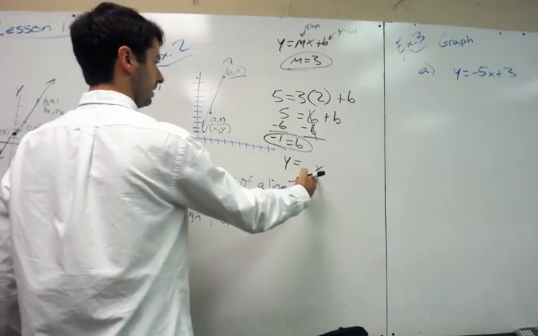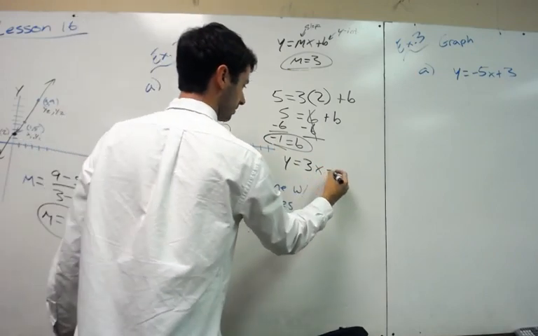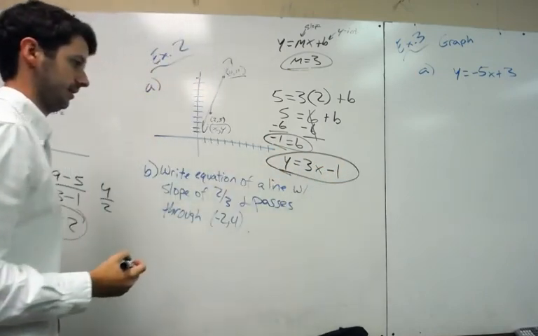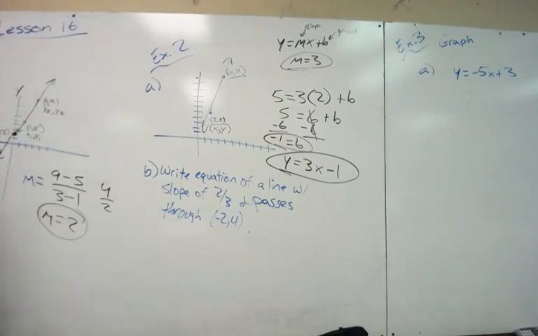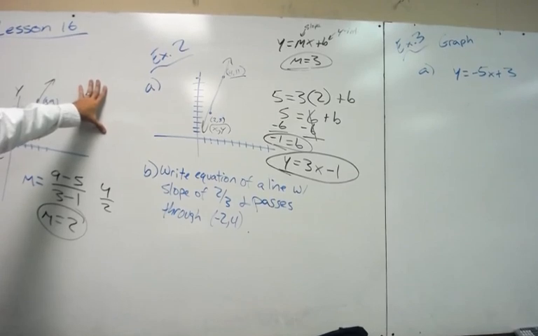So y equals 3x minus 1, since it's negative, would be our answer to A. Y equals 3x minus 1. And that is how you write the equation of a line.